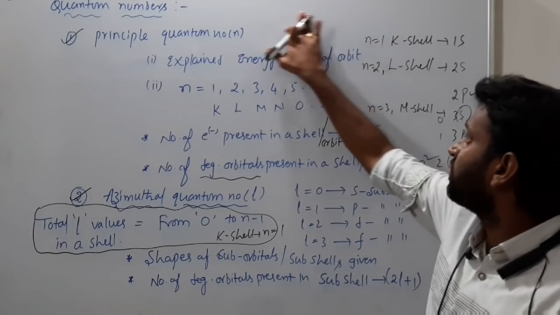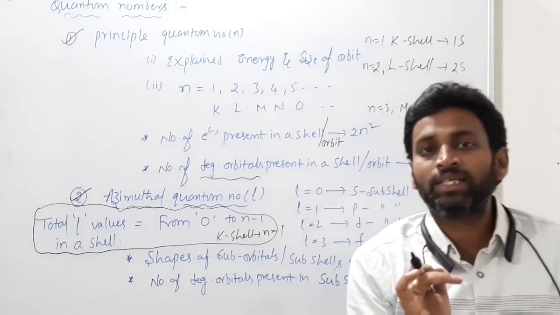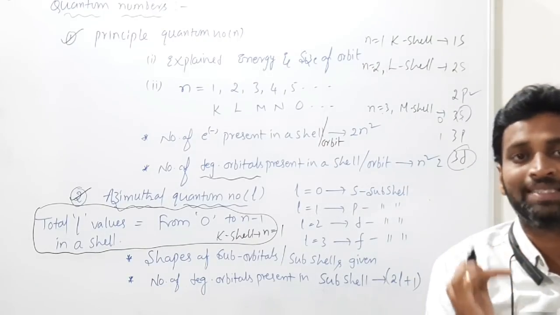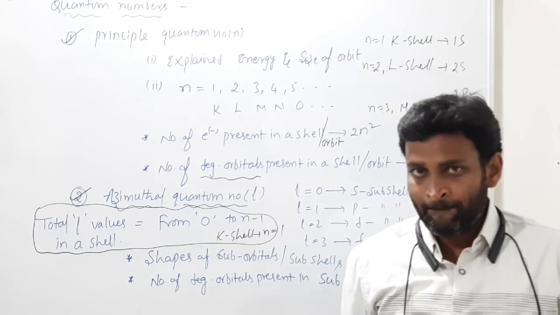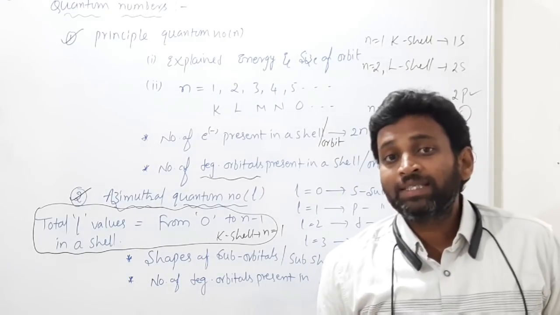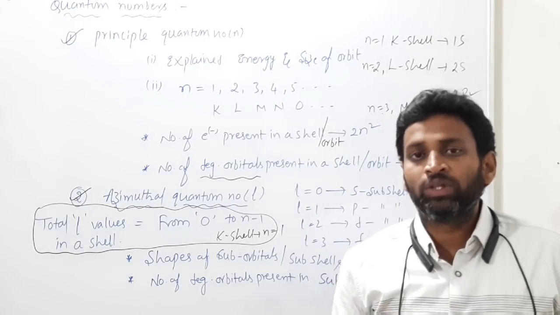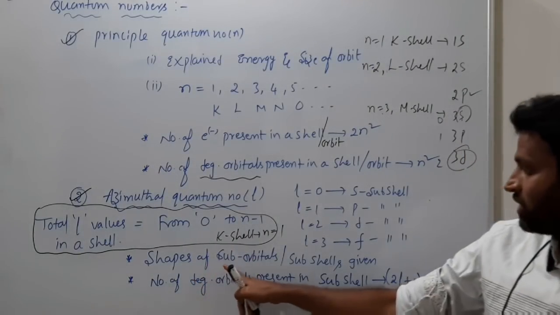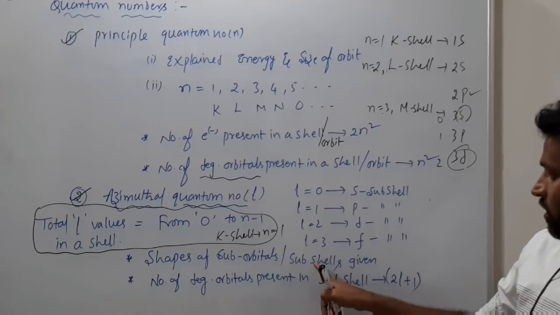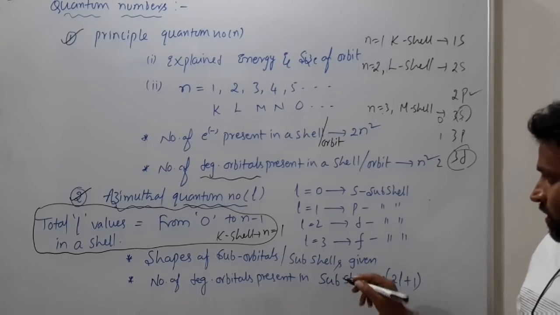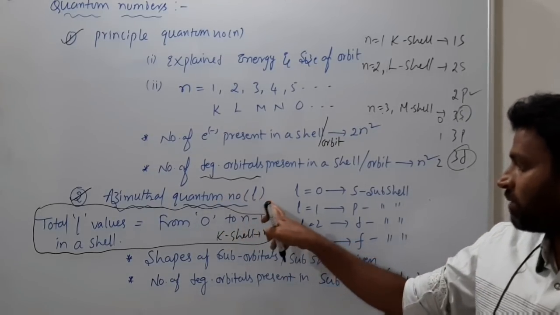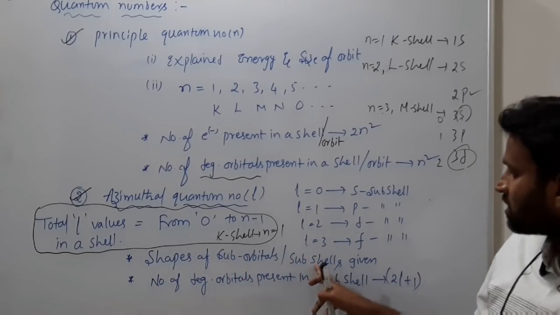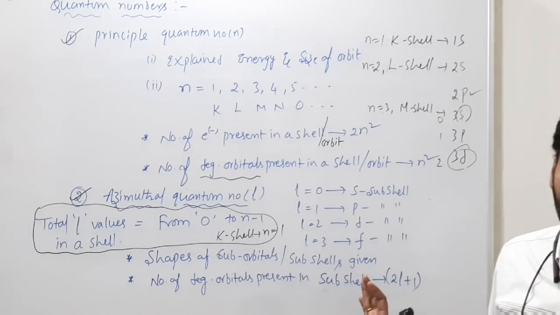So this is a very, very important thing. What I said, n value and L value can never be same. n means small n, and L means azimuthal quantum number. Both can never be same. Got it? Next is shapes of suborbitals or subshells, which was given by the azimuthal quantum number. I explained the shapes of subshells.